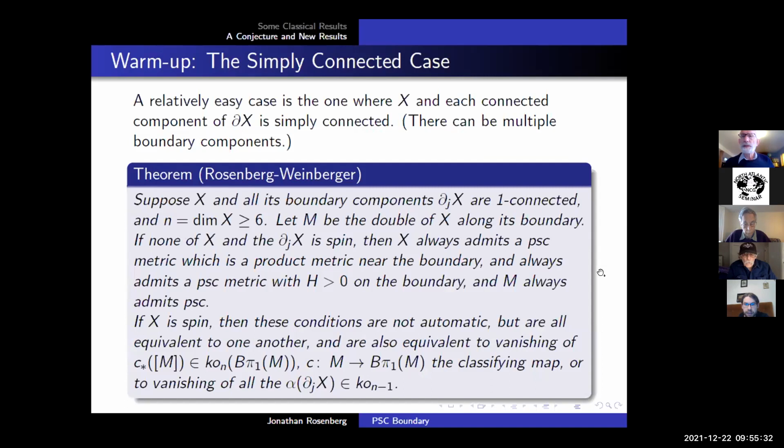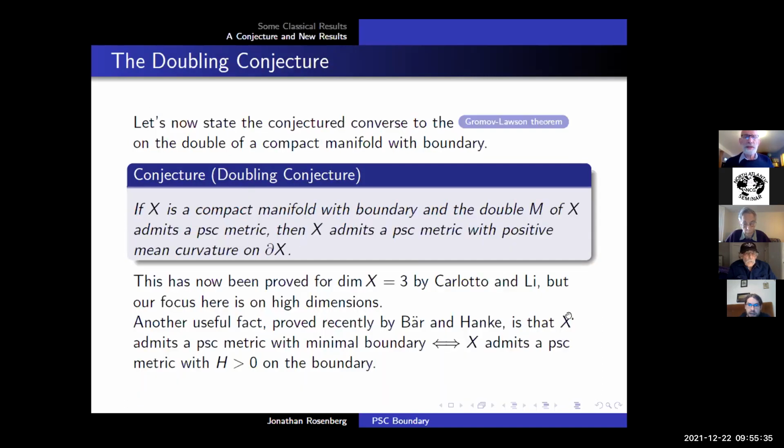Sorry, this is in general, yes, for all dimensions. It's a direct construction, basically a careful geometric analysis type argument. You just try perturbing the boundary, and you look at the differential equations that govern the mean curvature, and you just do what you have to do. So this dimension restriction is only for this result of Carlotto and Li, yeah? Right, yes, this is true in all dimensions, the theorem of Bär and Hanke. Okay, thank you.